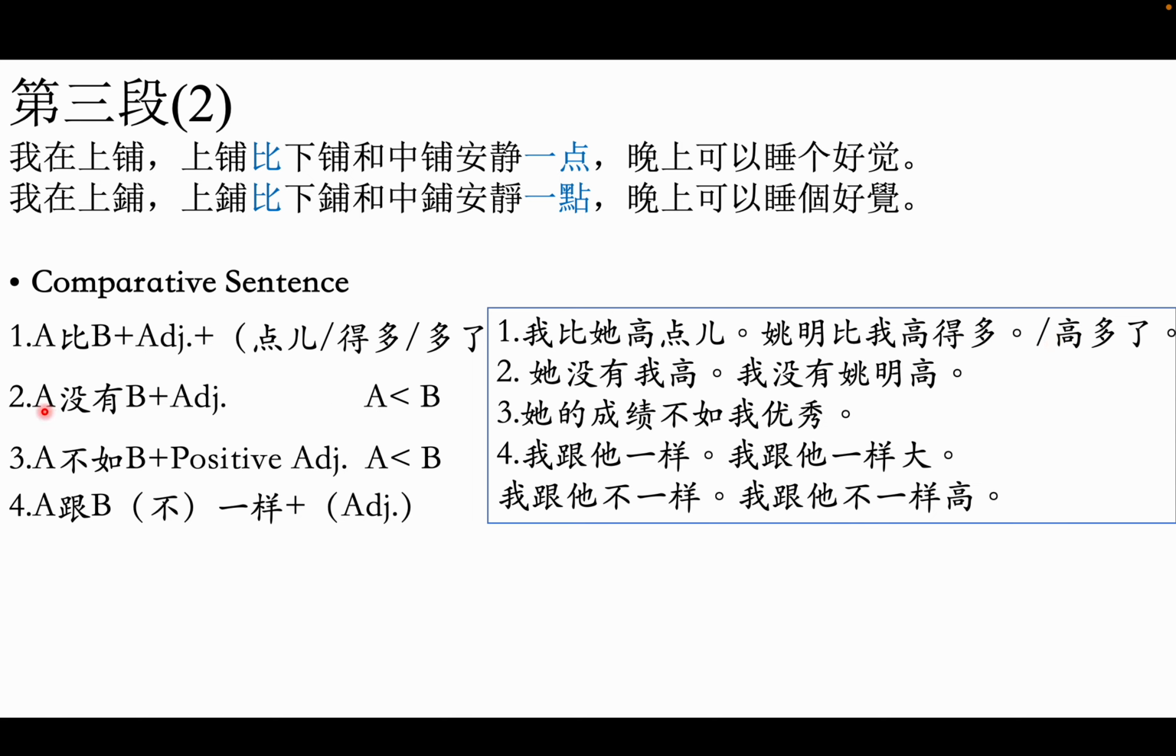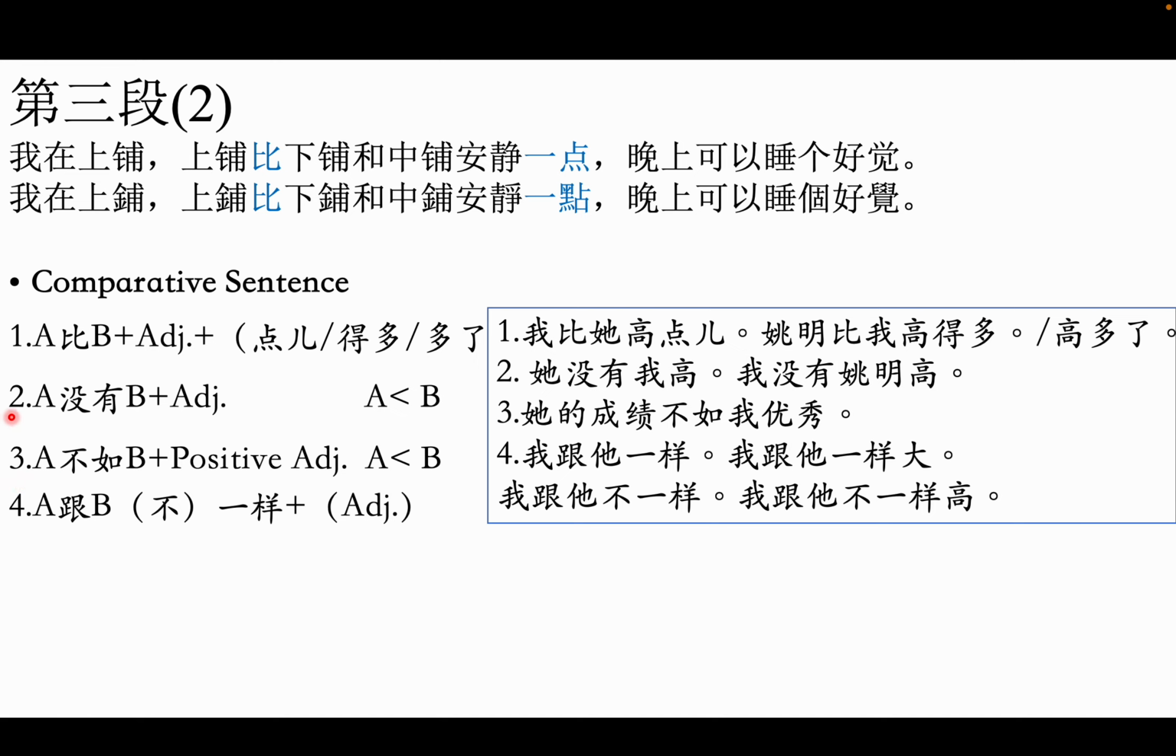Another pattern is A 没有 B adjective, means A is not as adjective as B. For example, she's not as tall as me. 她没有我高. That means she's shorter than me. Or I'm not as tall as 姚明. 我没有姚明高. The third pattern is actually very same.